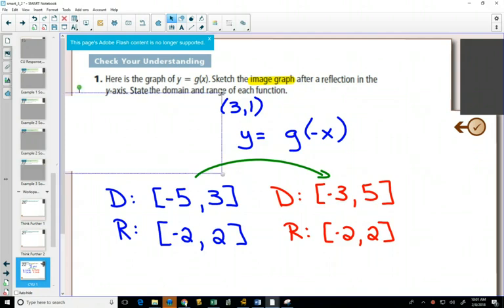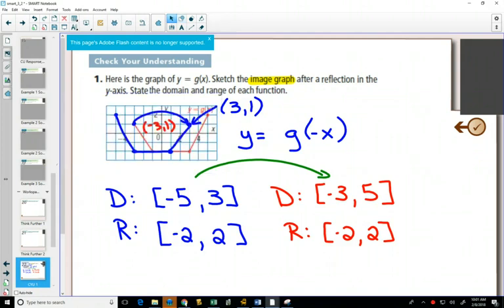Okay, questions we can do for practice on this one are 3 and 13.